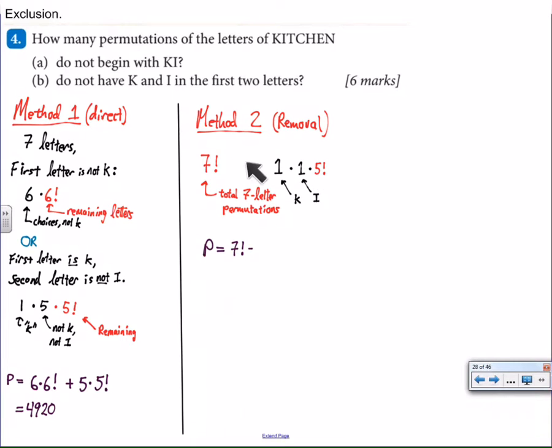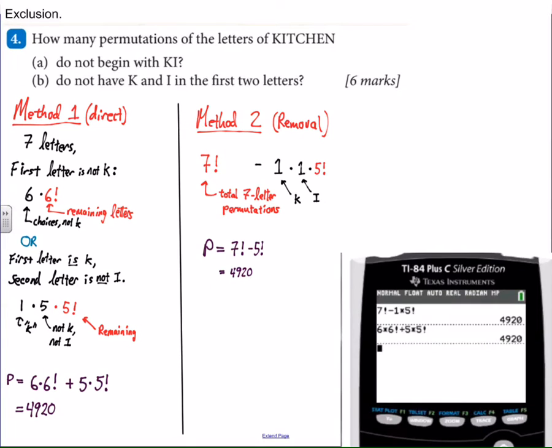If we take those away from the 7 factorial permutations, we should have the same number. And it turns out to be true. You can see here that 7 factorial minus 5 factorial gives us 4,920, but so does 6 times 6 factorial plus 5 times 5 factorial, the same exact result. So this is the direct approach where we consider all possibilities, and this is the indirect approach. We just remove the possibilities we don't want from the total. This is far easier.